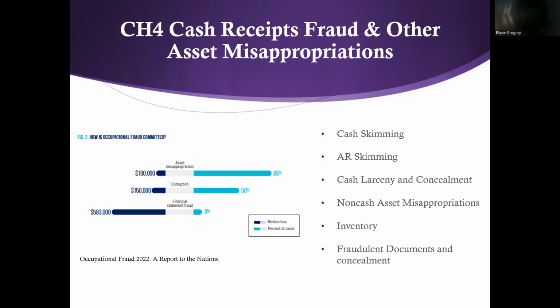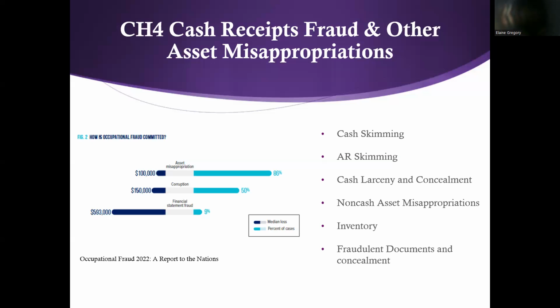Now, the median loss was only $100,000, which may seem like a lot, but if we looked at financial statement fraud, even though it accounted for 9% of the percentage of cases that we found when we did the survey with other CFEs, it did represent the highest amount of loss. And that's because you are manipulating the results of financial statements, and that is actually easier to do at those higher levels of management.